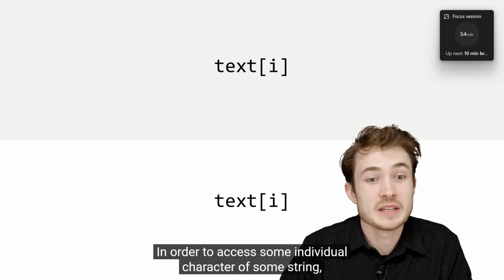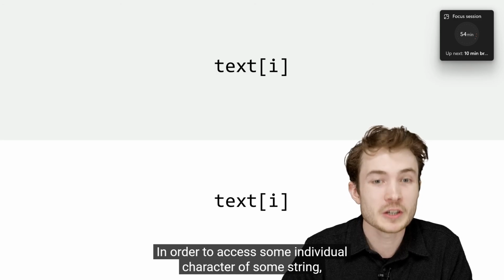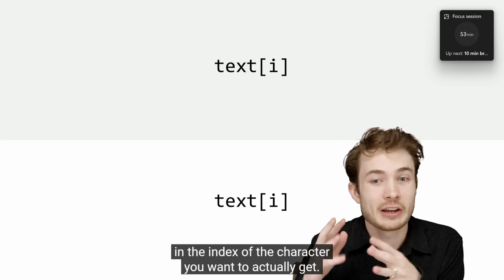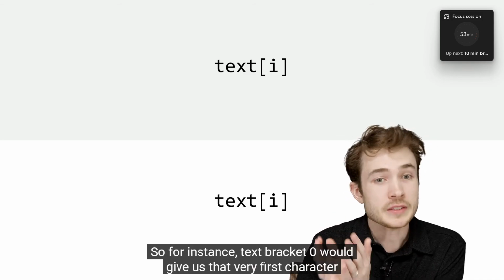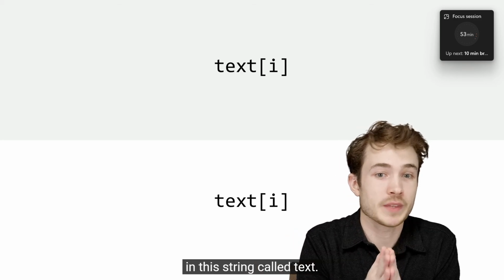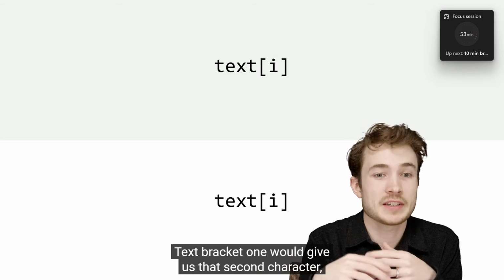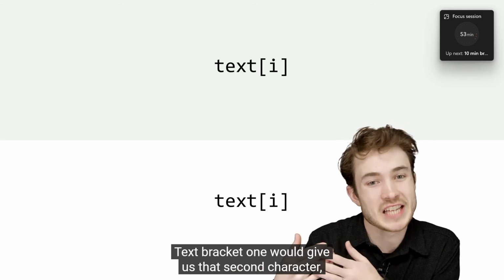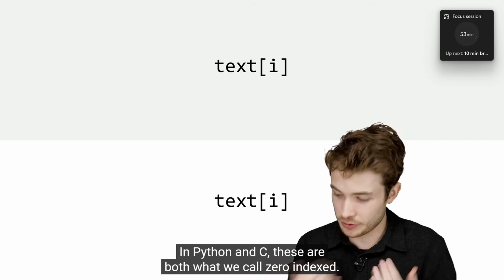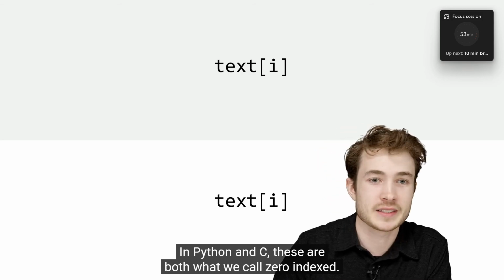In order to access some individual character of some string, we simply use the bracket notation and put in the index of the character you want to actually get. So for instance, text bracket 0 would give us that very first character in this string called text. Text bracket 1 would give us that second character, and so on and so forth. In Python and C, these are both what we call 0 indexed.